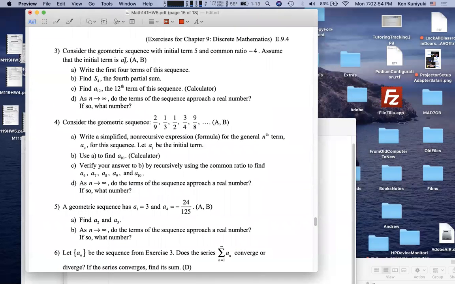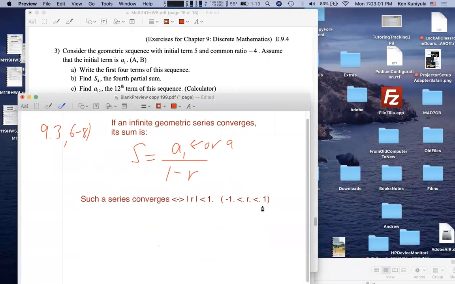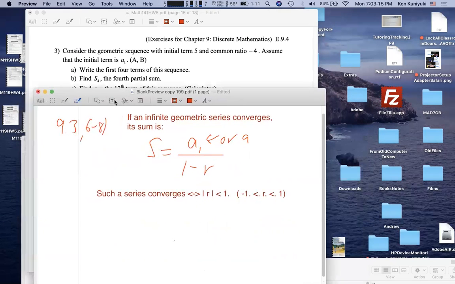Okay, so the geometric sequences we talk about here. In 3, I tell you the common ratio is -4. Does r equals -4 satisfy this condition? No. Therefore, the series does not converge. We say it diverges. Okay, so not converges means diverges.